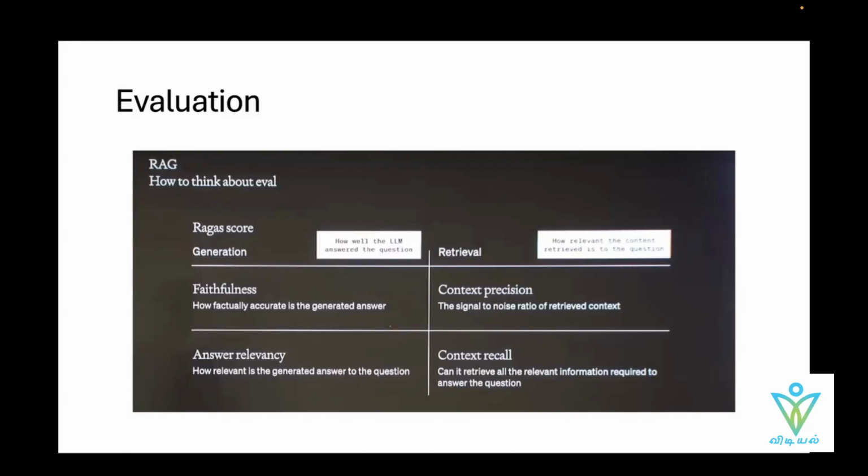Maybe the vector database is not doing well enough. It's not retrieving chunks that it should. So if a question is asked, maybe the retrieved chunks are not relevant to the question. So that you have to check. Another thing is, maybe it's retrieving all the chunks, but it's not ranking them properly. The most relevant chunk is not at the top of the retrieved chain. That means re-ranking is wrong.